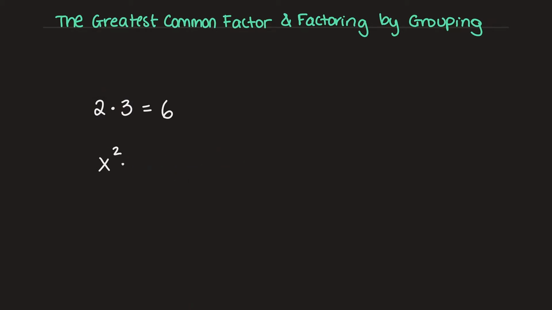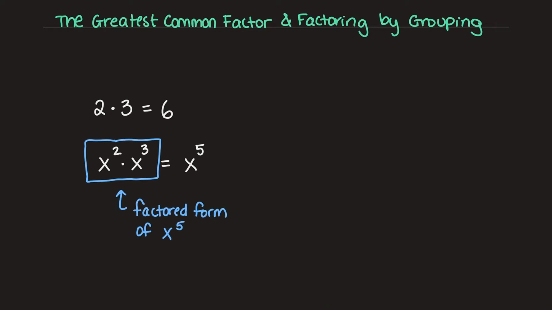If we have x squared times x cubed, which multiplies to x to the fifth, we call x squared and x cubed factors of x to the fifth, and we say that x squared times x cubed is a factored form of x to the fifth. And this will also be true for polynomials.